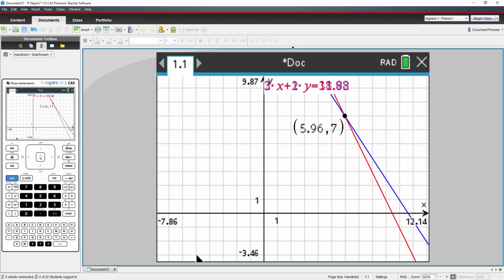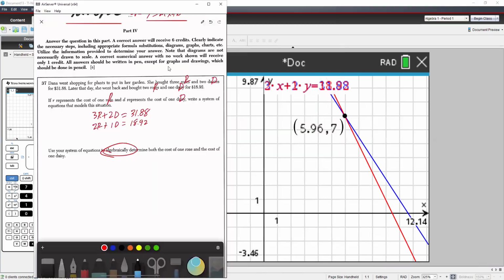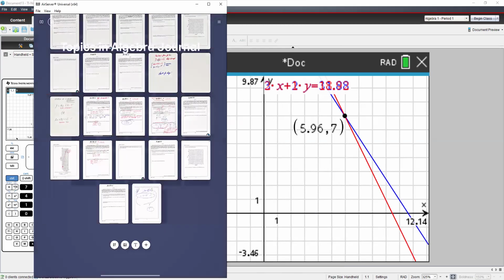So now that I know this, let me pull this up. The roses cost $5.96, and the daisies cost $7 a piece. All right, boom. Even though we didn't do this algebraically, those are the correct answers, so we get 1 point for that. Now let's look at this last part here.